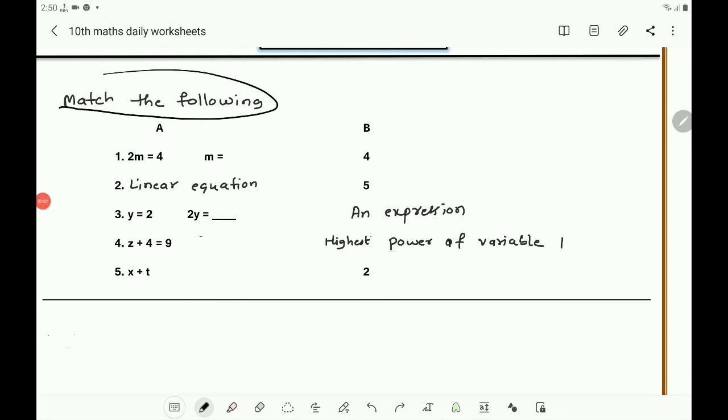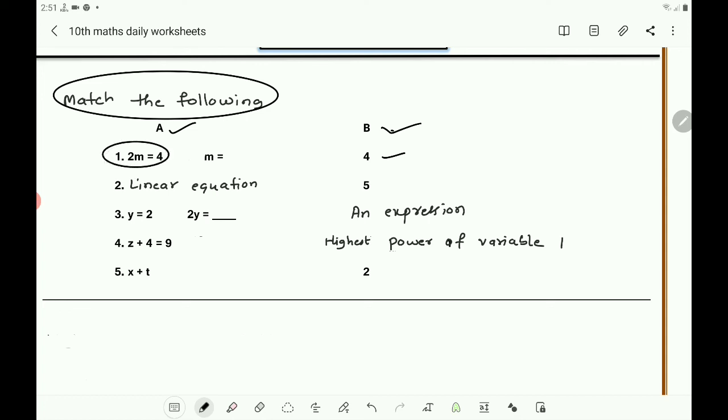Next, match the following. Observe column A and column B. Match the statement in column A to the statement in column B. First one, 2m equals 4. Then m equals. Here 4 is there, 5 is there, 2 is there. Which is the value of m, that you have to identify and match.